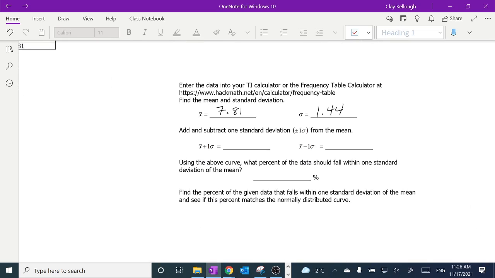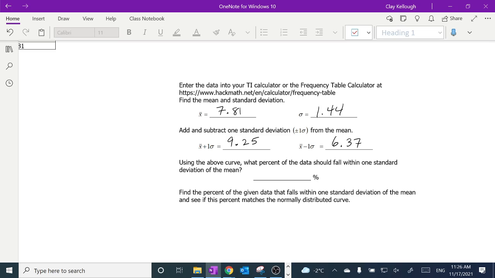So 7.81 plus 1.44 is 9.25. I use my calculator to help me there. And my mean minus my standard deviation is 6.37. So how many of my data points fell between here and here? Now, again, there's a little bit of subjectivity here.